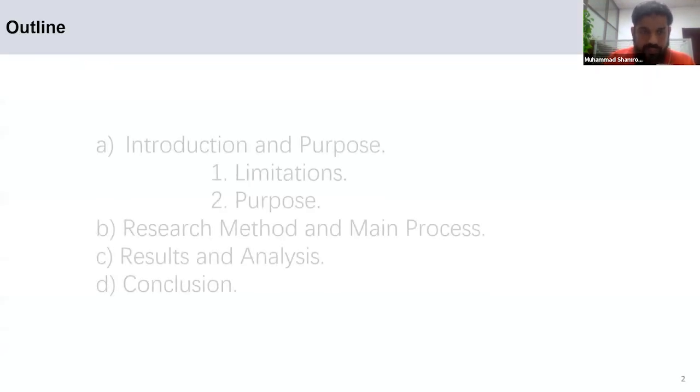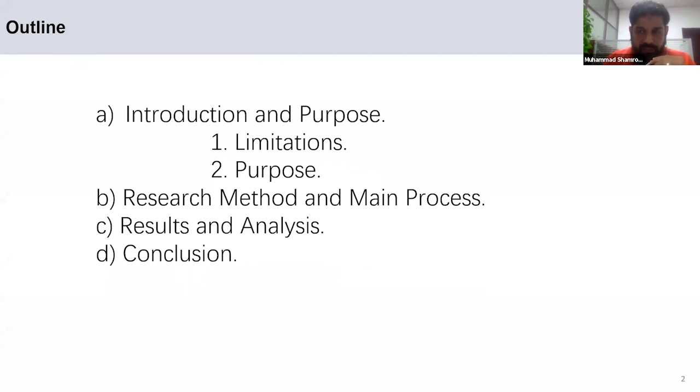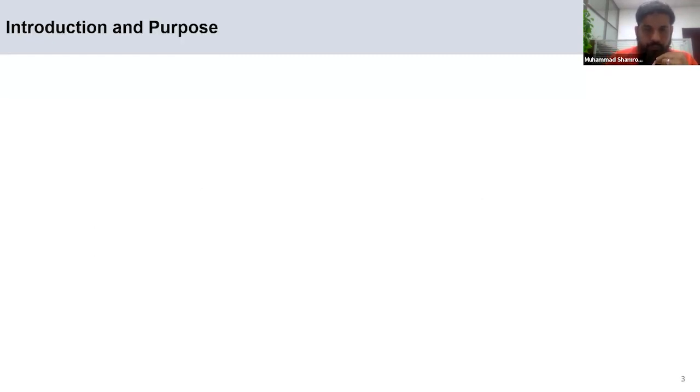First I will present the main outline of my presentation. I will explain the introduction and the purpose, which consists of two terms: one is limitations and the second one is purpose. Then I will give a brief introduction to the research methodology and how we do our main process to get the images. Then I will discuss the result analysis. In the last, I will conclude my recent research.